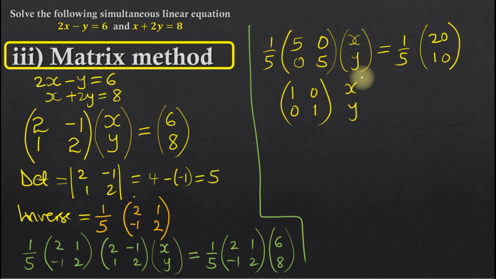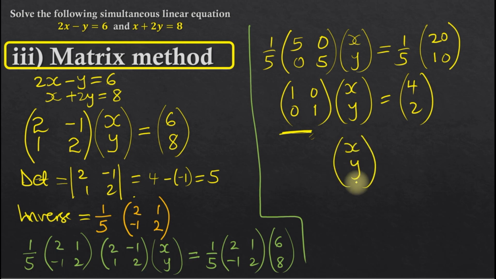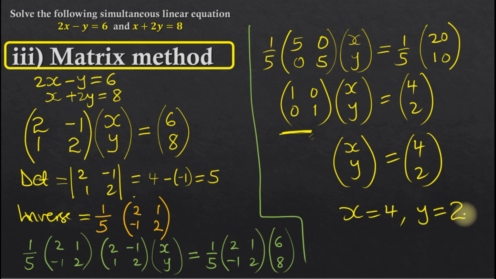Multiplied by x, y will be equal to, again, a fifth times 20, that is 4, and a fifth times 10, that is 2. So remember now, this is the identity matrix, which is equivalent to number 1, and therefore this is 1. So we have x, y is equal to 4, 2. So taking the corresponding elements, x is equal to 4 and y is equal to 2, and that's how we solve this simultaneous equation using matrix method.